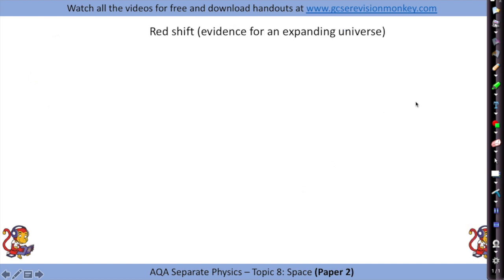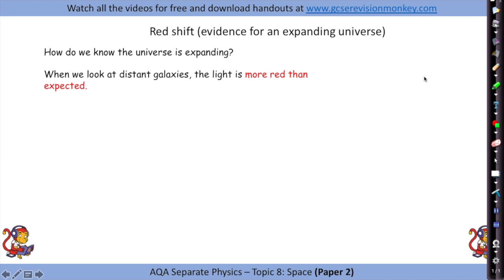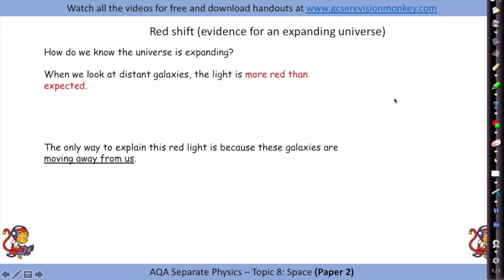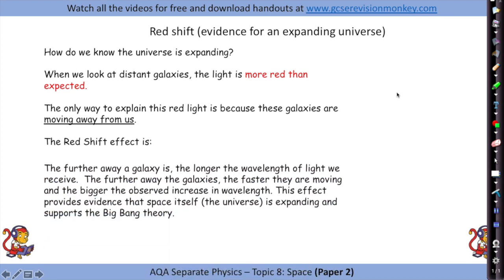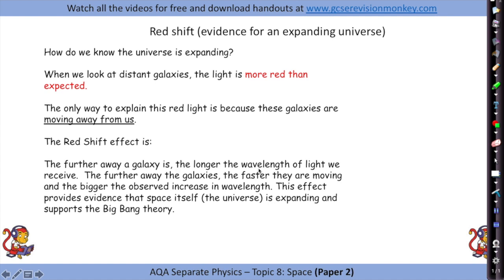Okay, so redshift then, evidence for an expanding universe. So how do we know that the universe is expanding? Well, when we look up at distant galaxies in the sky, the light is more red than expected. The only way to explain this red light is because the galaxies are moving away from us. So the redshift effect is, the further away a galaxy is, the longer the wavelength of light we receive. The further away the galaxies, the faster they're moving and the bigger the observed increase in wavelength. This effect provides evidence that space itself, the universe, is expanding and supports the Big Bang theory that states that all matter started in one place.